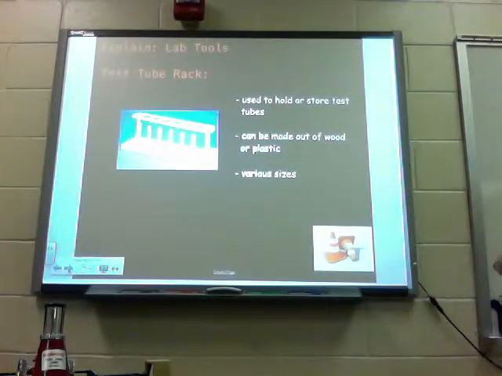Now, test tube racks are used to hold or store test tubes because, again, they have a curved bottom, so you have to put it in a stand. They can be made out of wood or plastic, and they come in a variety of sizes and can hold various amounts.